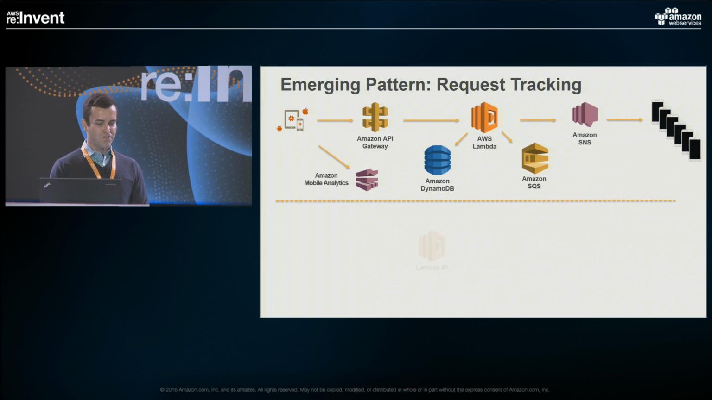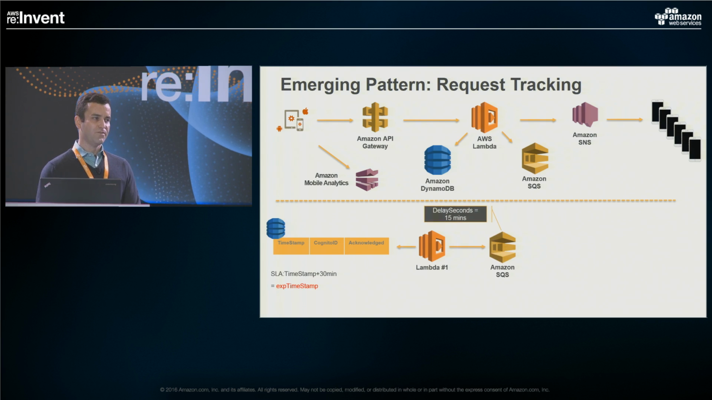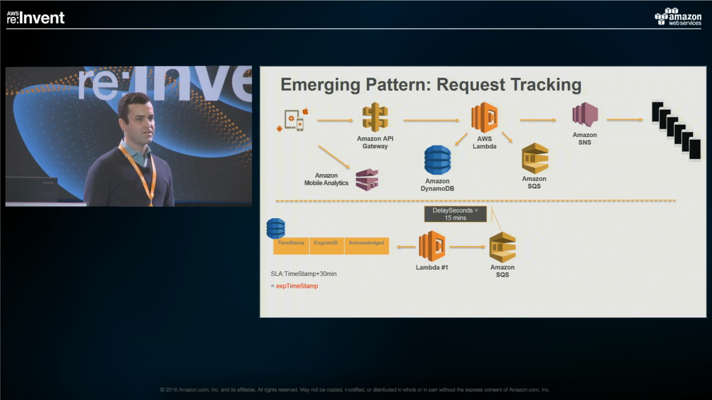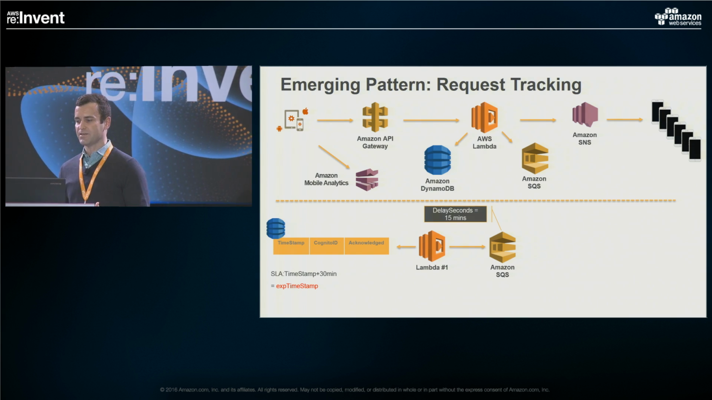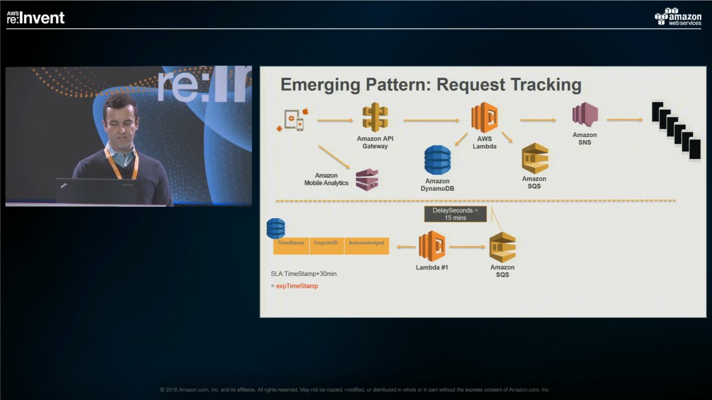Because if, let's say, I don't get my pizza in 30 minutes, I want to do something about it. To do this, that first Lambda is going to use the timestamp, Cognito ID, and whether or not the request has been acknowledged, and it's going to calculate your SLA, so minus 30 minutes. From here, we're going to leverage a powerful feature of SQS, which is a delay queue. This is the length of time before a message will actually show up in an SQS queue, and the maximum you can set is 15 minutes.